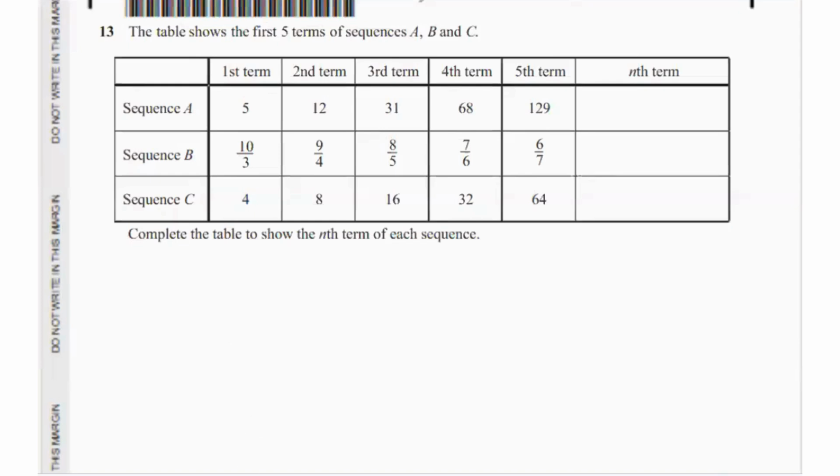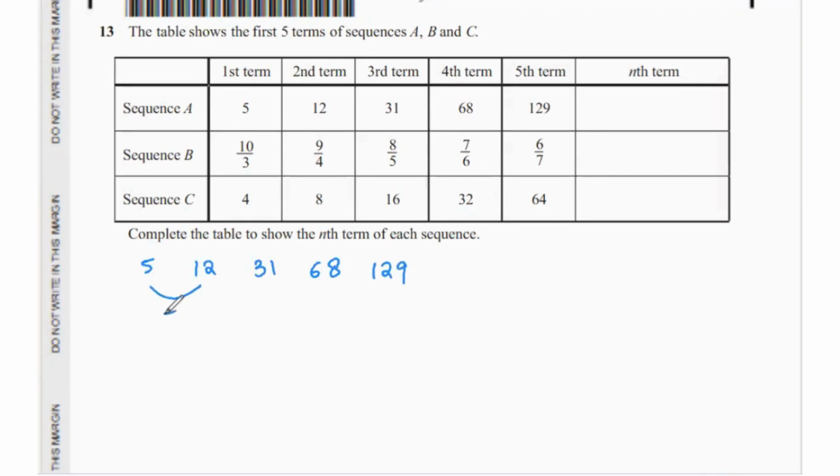Question 13 says the table shows the first 5 terms of sequences A, B, and C. They have given us the first, second, third, fourth, and fifth term for all 3 sequences. They want us to figure out the nth term. So in the first sequence, let's try to find the common difference if there is any. So we have 5, 12, 31, 68, and 129.